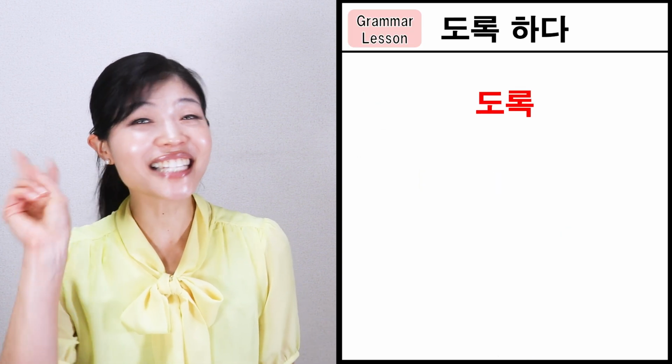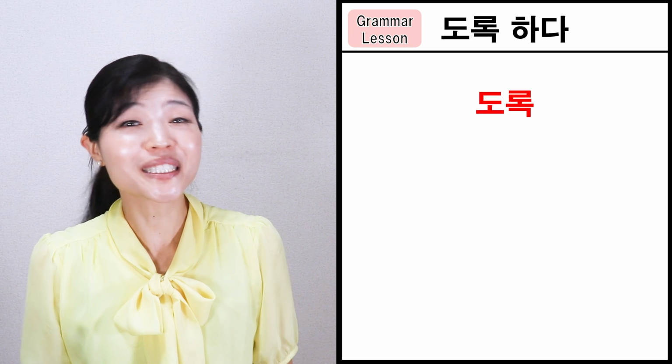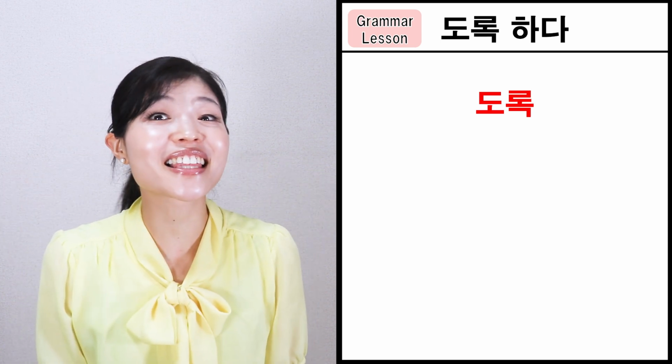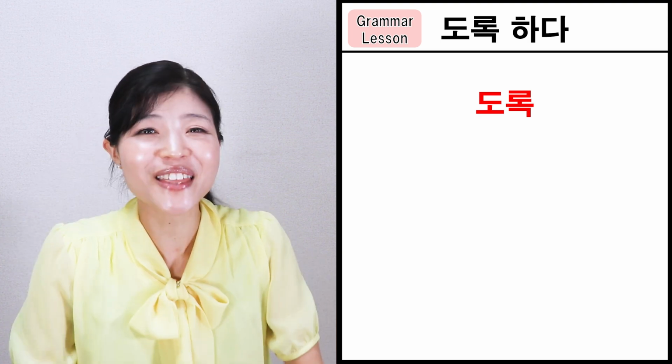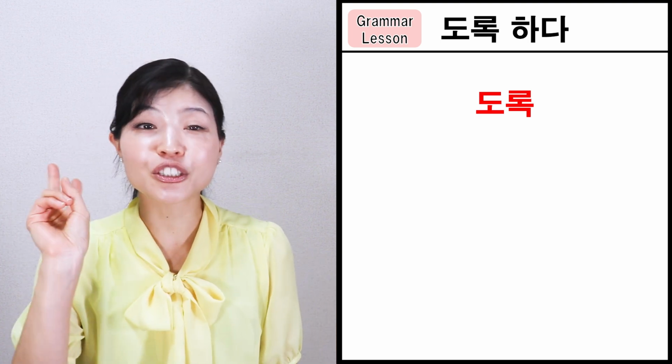Now, let's see the second grammar, -도록. -도록 sounds cute because it is like the sound of a horse going 도록, 도록, 도록, 도록. Don't you think? Anyway, this grammar has two meanings.